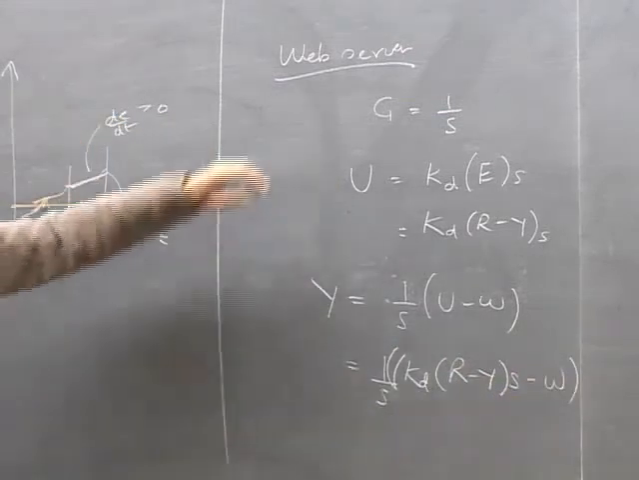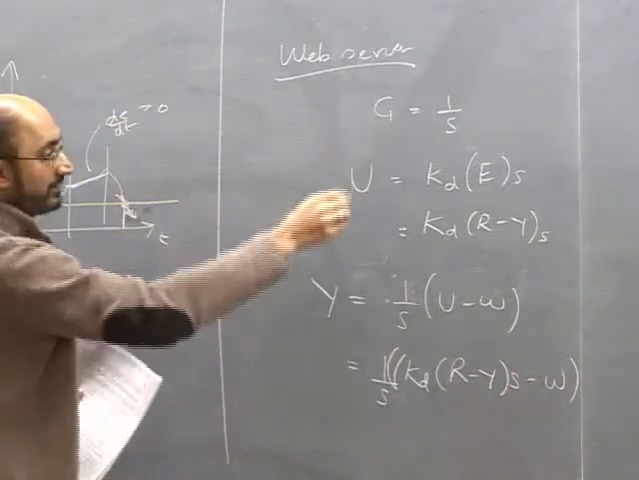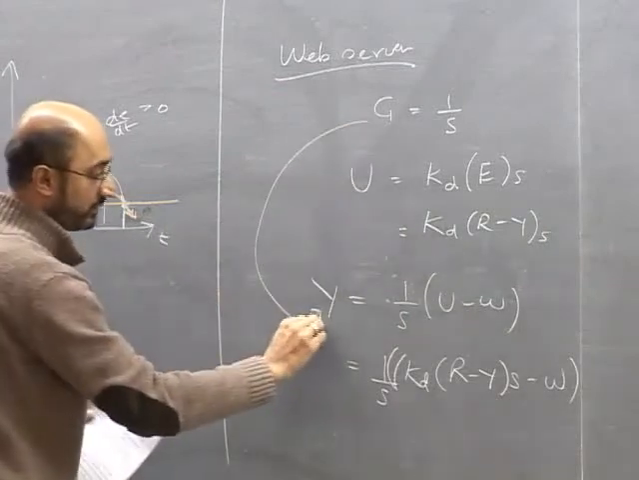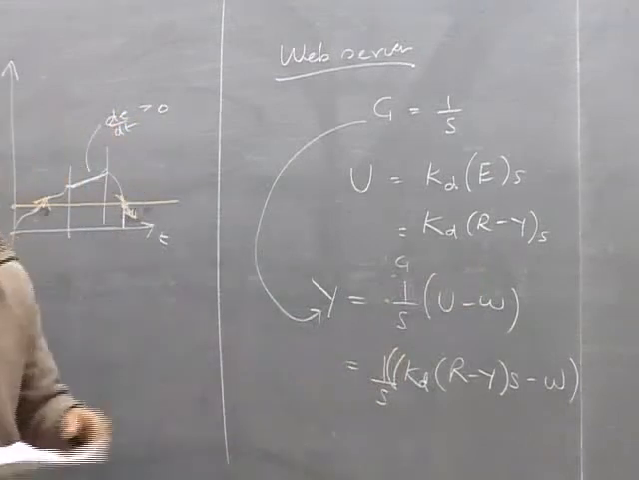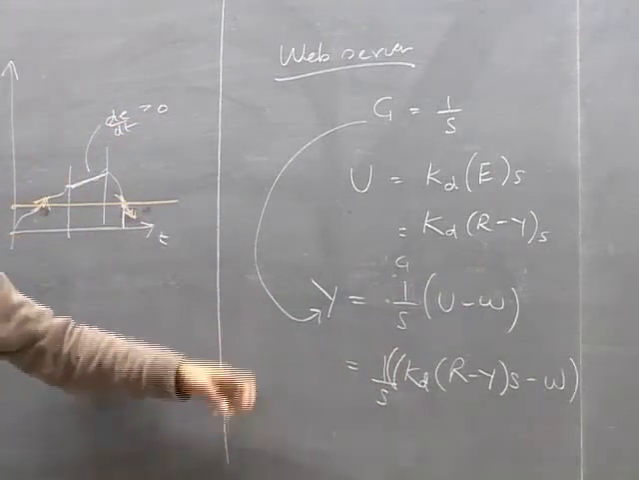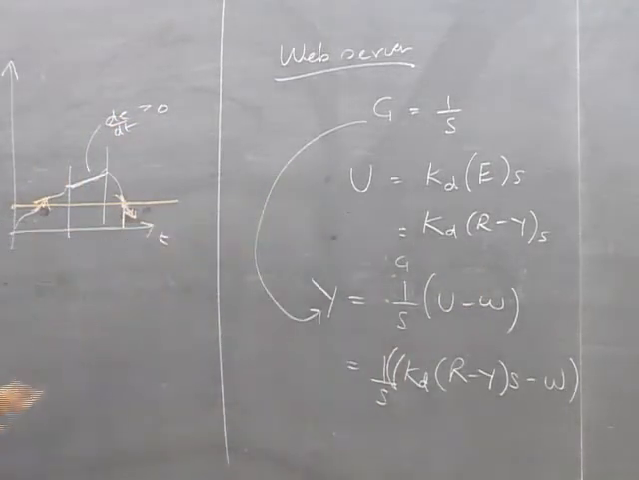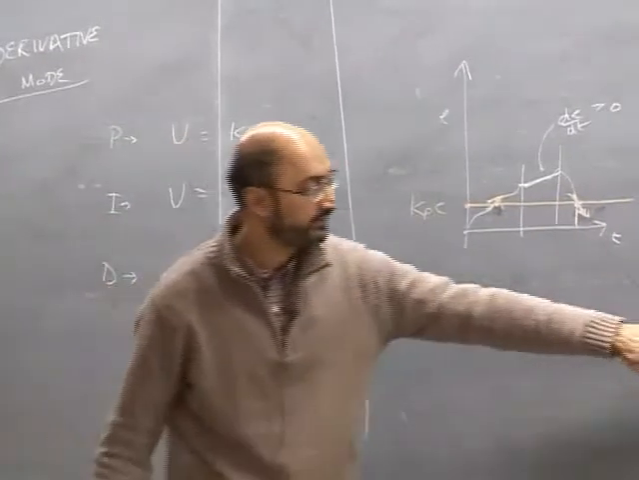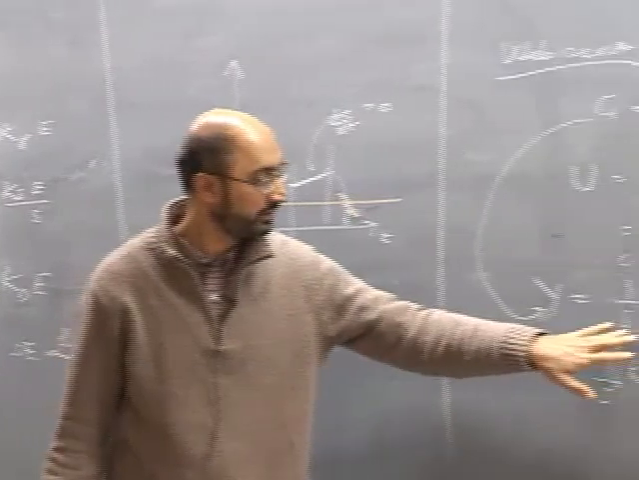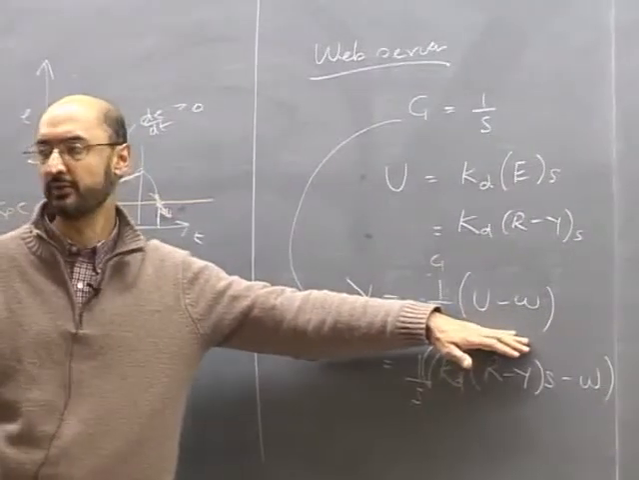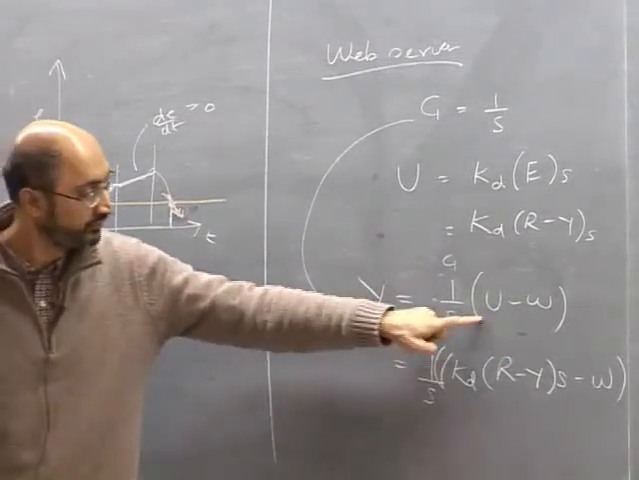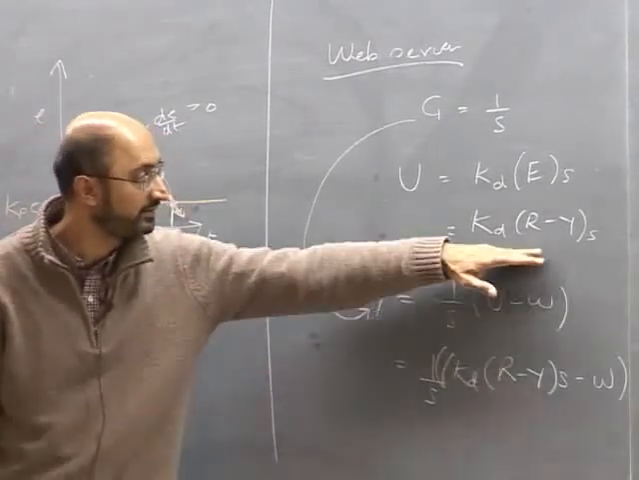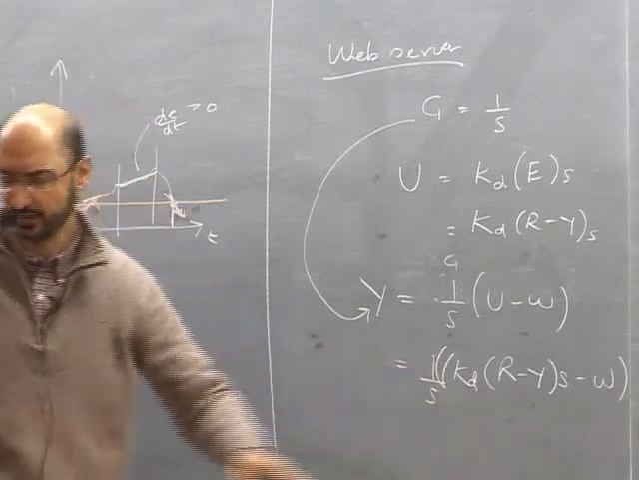So Y is basically equal to G times (U minus W). This is pretty straightforward. This part is just the definition of U from derivative mode control. This part is just Y equals G times (U minus W). That's the web server model. And then we're just substituting for U as KD times (R minus Y)S. It's exactly that, so there's nothing really complicated going on.